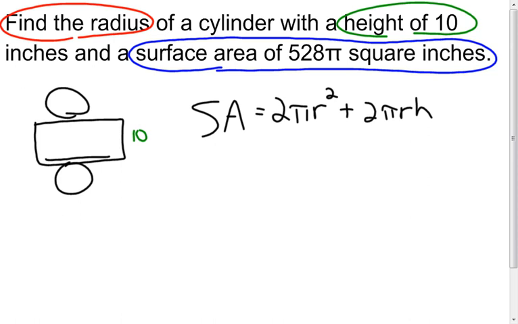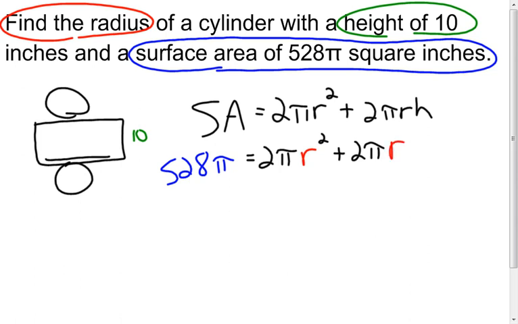So now I'm going to take this formula and plug in what I know. I know my surface area is 528 pi square inches. I'm going to leave the labels off for now; I can put them back in later. And that's going to be equal to 2 times pi times r squared, and r we don't know, that's what we're looking for. Plus 2 pi, and there's that r again, the radius that we don't know, and then h, the height of the cylinder, that we do know is 10.